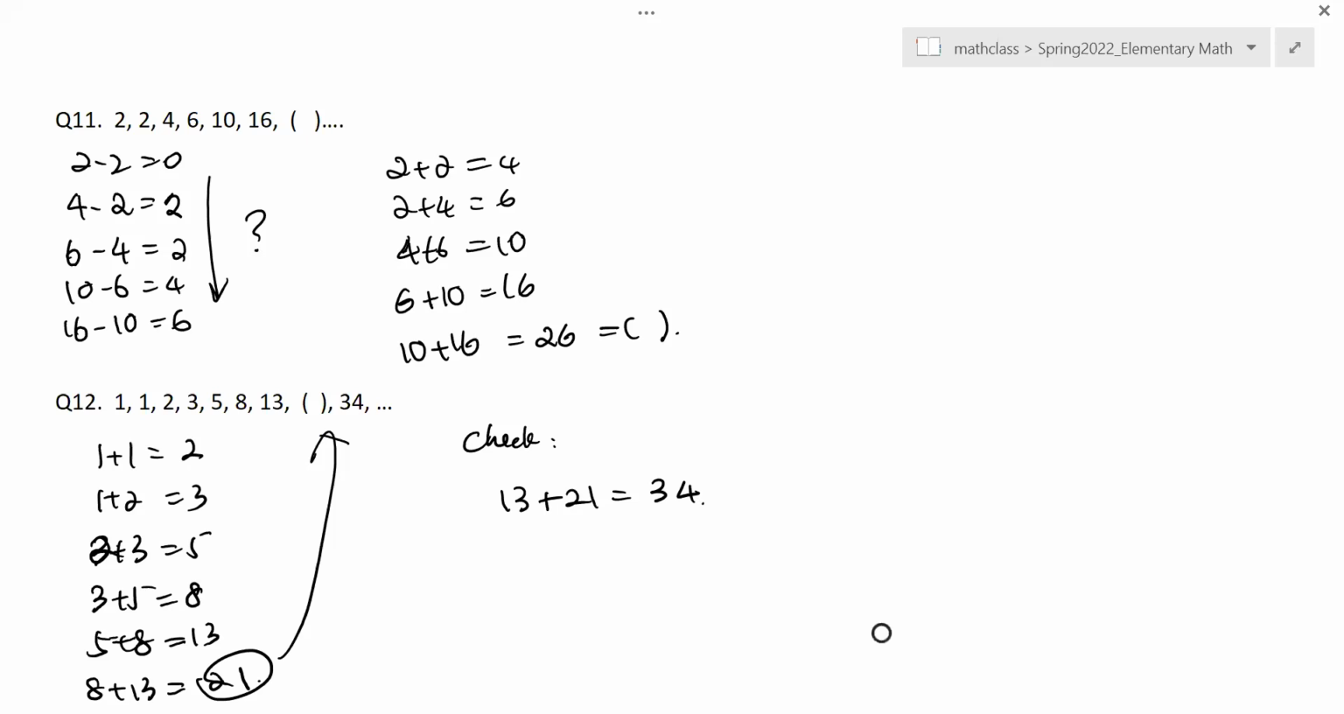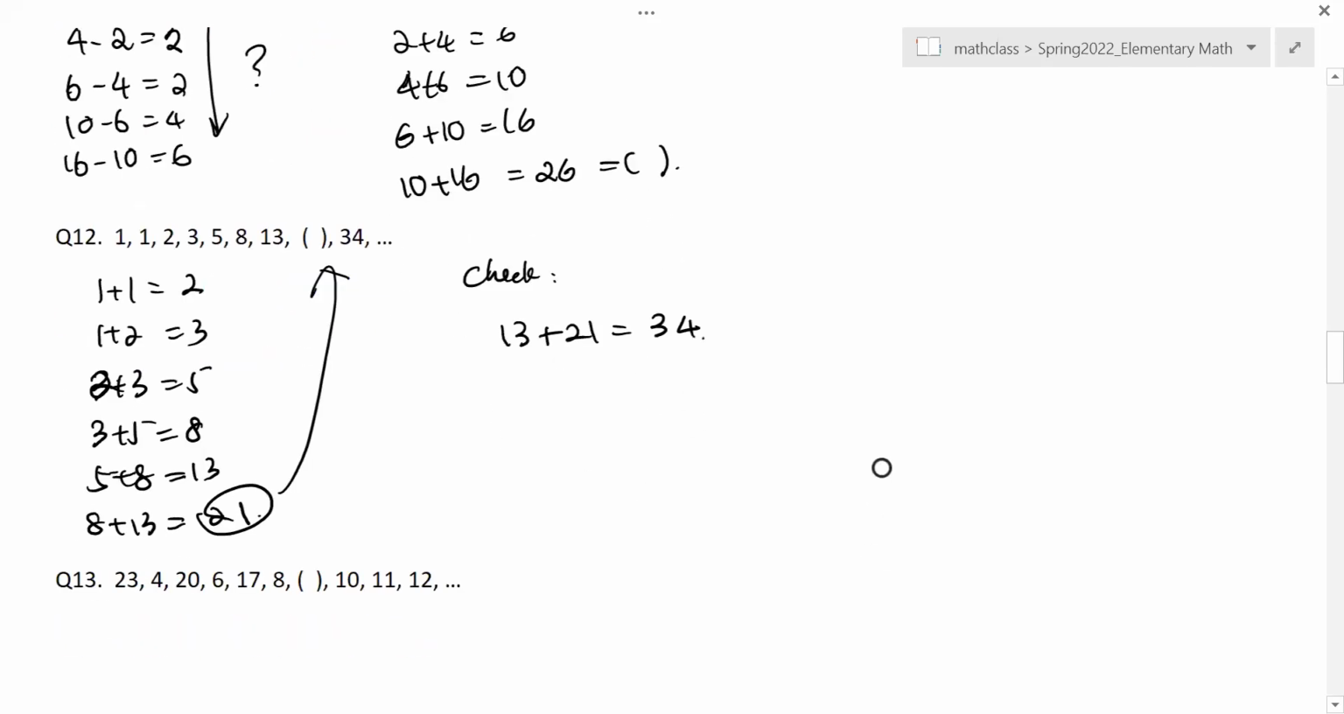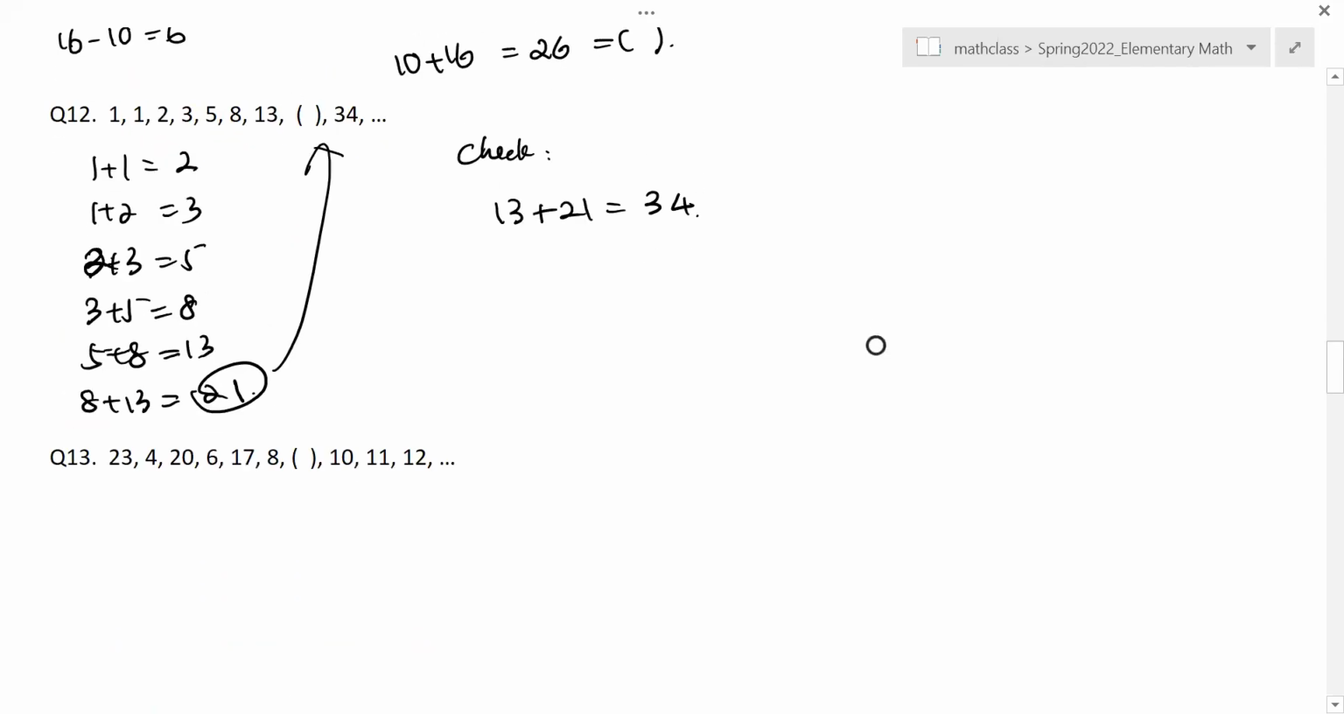All right, let's move on. Now, this is a little bit strange. We're going to see all kinds of possible sequences here. So: 23, 4, 26, 17, 8. What is the next term?